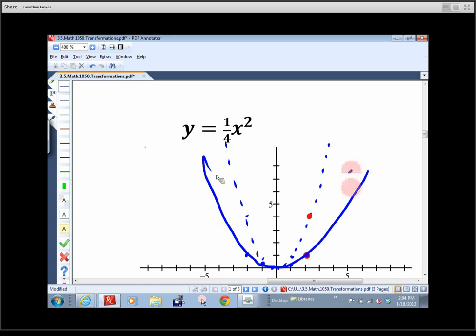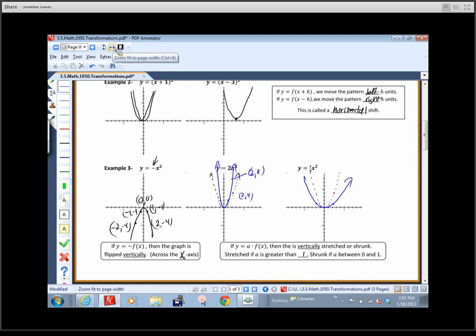Now, does it look wider? Does it look fatter? Yes, it does. Was that the transformation, though? Did it do this? Everybody watch. Did it do this? No. What it did was it vertically shrunk them. It made the points shorter, or it made the graph less steep, more shallow, if you want to think of it that way. Any questions there? Sure? Okay, go ahead and flip the page over then.